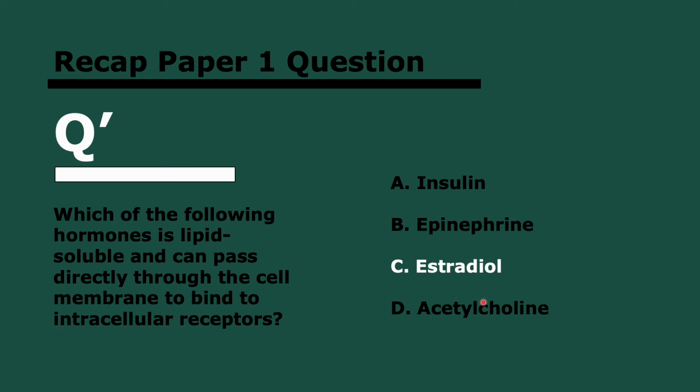It's estradiol, right? So remember, insulin, we just saw, binds to those tyrosine kinase receptors, which are transmembrane. Adrenaline, same thing. They bind to GPCRs, which are transmembrane. And acetylcholine is a neurotransmitter. So again, it binds to transmembrane receptors in the postsynaptic neuron. But estradiol, in the same way as testosterone, is a steroid hormone. So it can pass directly through the plasma membrane.